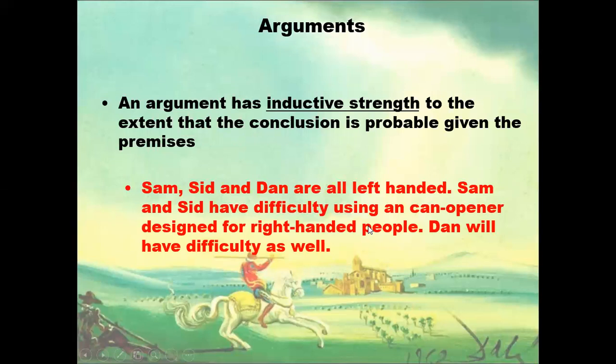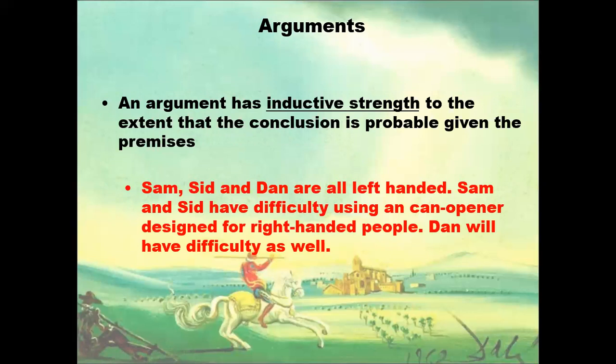Okay, now let's consider an inductive argument. If I say Sam, Sid, and Dan are all left-handed, Sam and Sid have difficulty using a can opener designed for right-handed people, therefore Dan will also likely have difficulty. Is this necessarily true? Is the conclusion necessarily true? No, it's not necessarily true. And it's not being presented in that way.